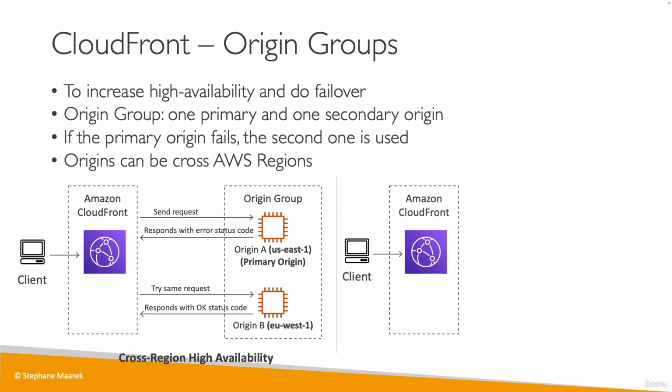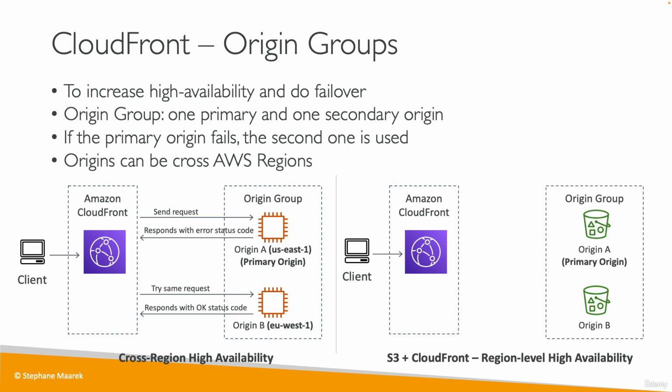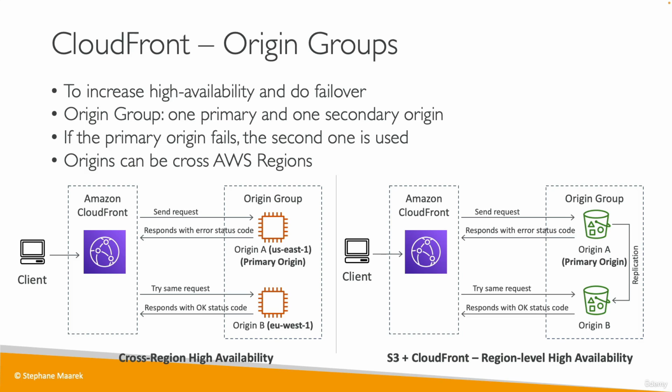It's also possible to do this with S3 buckets, so that you have region level high availability for S3 buckets. Again, you would have a primary origin and a secondary origin for your S3 buckets, but you would set up replication between the two buckets so that if one bucket is down, then CloudFront can try the same request on the second bucket in another region that hopefully should have data up to date thanks to replication, and that should be up thanks to availability.